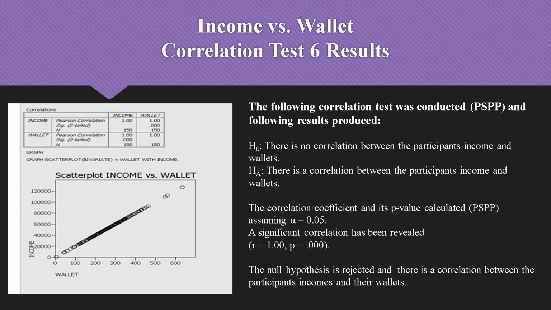Our final test, income versus wallet. Again, the null is no correlation between the participants' income and wallets, and alternative, there is a correlation between participants' income and wallet. Our findings, a significant correlation has been revealed. R is 1 and P 0, as indicated by the graph in the upper left. I failed to mention earlier, but the N, our sample size, on the graph in the upper left on each one of the slides, and this one in particular is 150, so degrees of freedom is 150 minus 2, which is 148. The null hypothesis is rejected, and there is a correlation between the participants' incomes and their wallets.